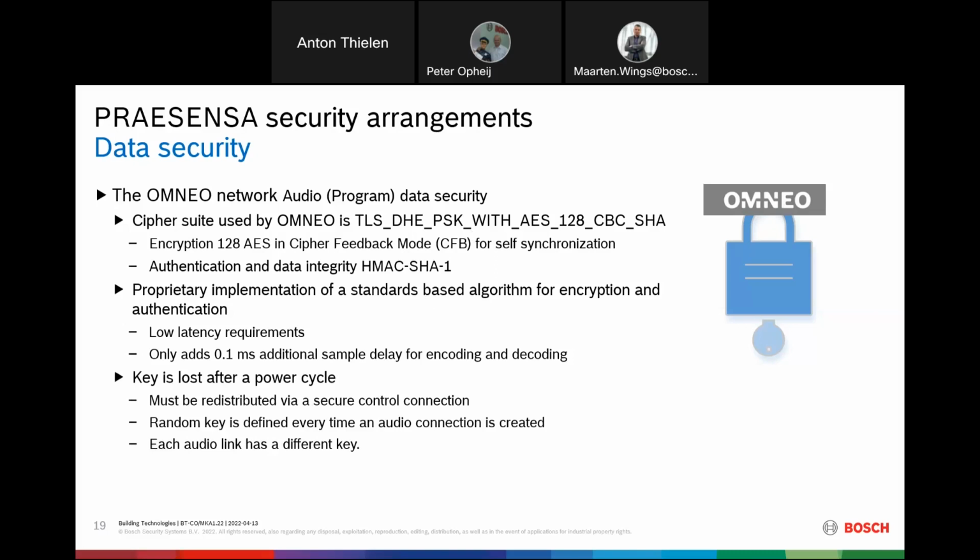The key of this audio is lost after a power cycle, and so it must be distributed via a secure control connection. That's what we already have in place. The secure connection is there, of course, also after a power cycle, and at the moment that you re-establish your call, this audio key is automatically distributed again to the different receivers which need it, the amplifiers which need to decode it. Each audio link has a different key, as already mentioned.